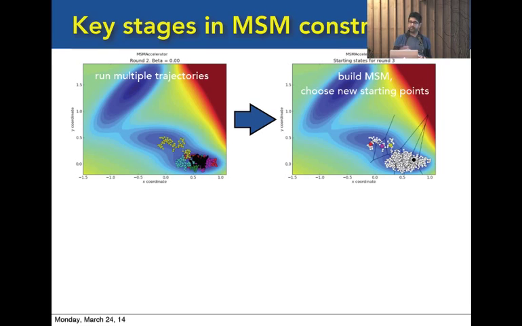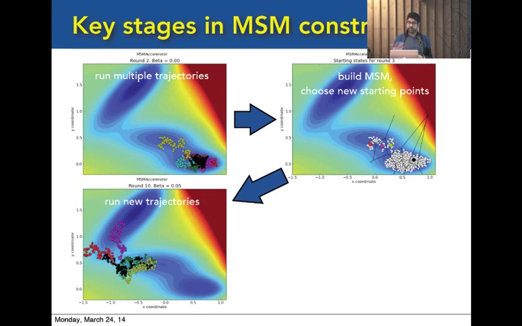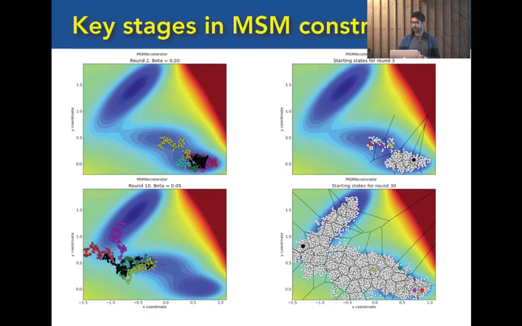Then at the next stage, we would build a Markov state model. What this looks like is a decomposition of space into a series of states, and that's what those black lines are. They're chopping up space into a series of states. Then we'd use that model to run more sampling. The sampling would go to new places and find new states. We'd be able to repeat this over and over again until some tolerance of convergence.